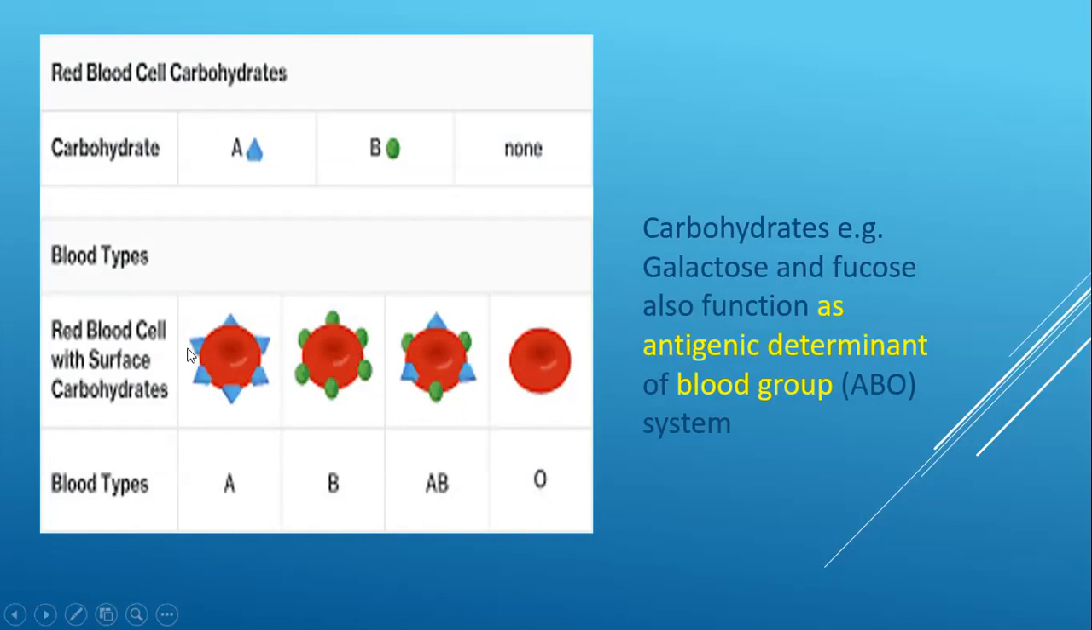So this is another function of carbohydrate. Carbohydrates, e.g. galactose and fructose, also function as antigenic determinants of blood group system.